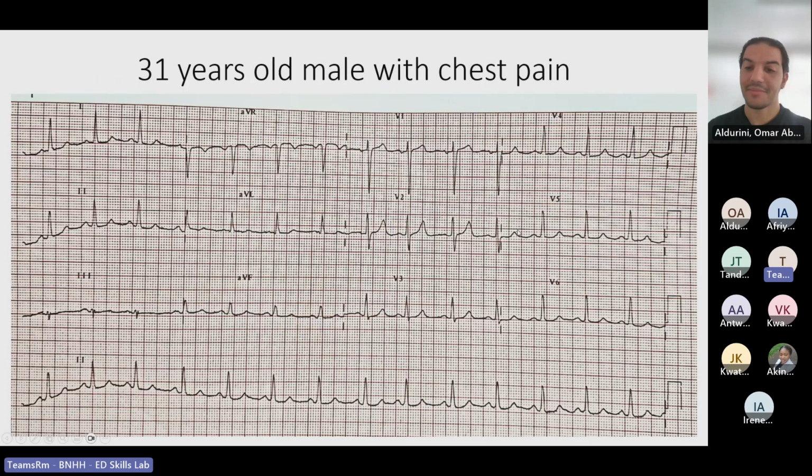Yeah, 80 something. So it's within the normal range. Yeah, sure.